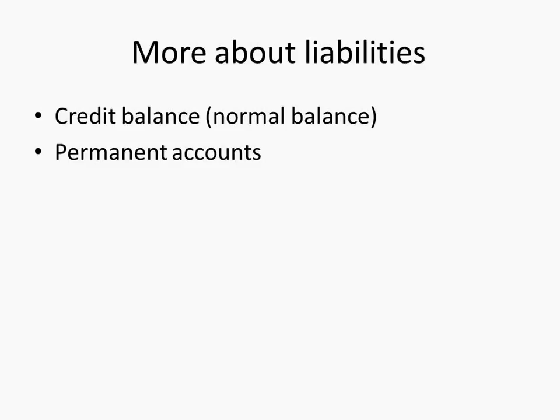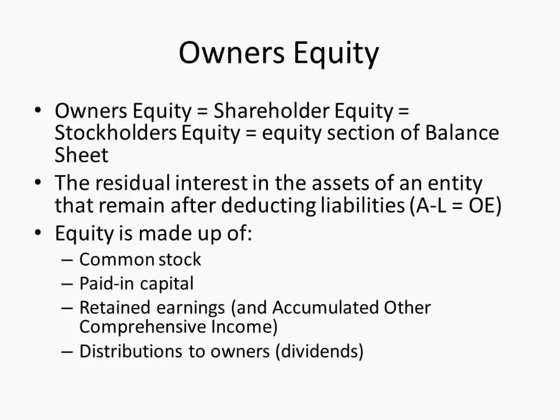Owner's equity. So I've gone over assets, I've done liabilities. So here we are in owner's equity. That's the third section of our accounting equation, which is our balance sheet. Right? Assets equal liabilities plus owner's equity is our balance sheet. Those are the accounts that go on our balance sheet.